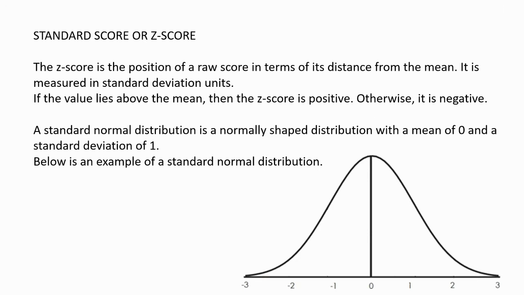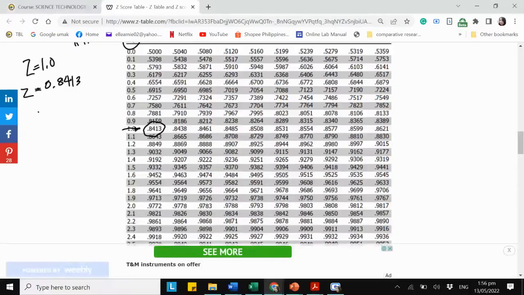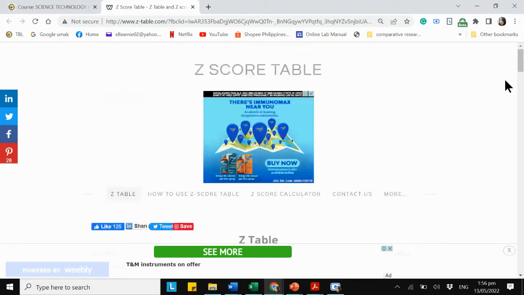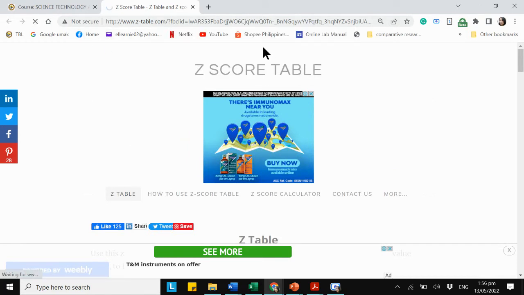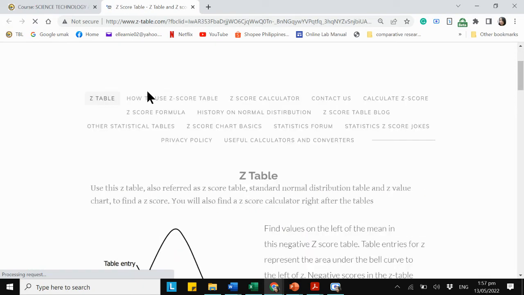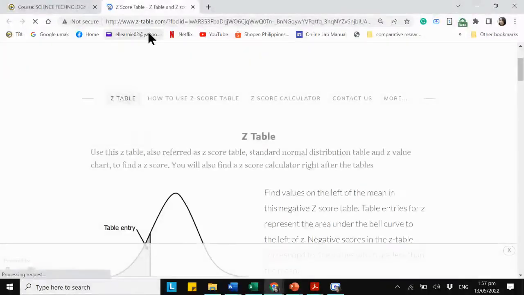Okay, wait lang guys ha. Saan na ba yung hindi pa siya ginagamit. Ayan.